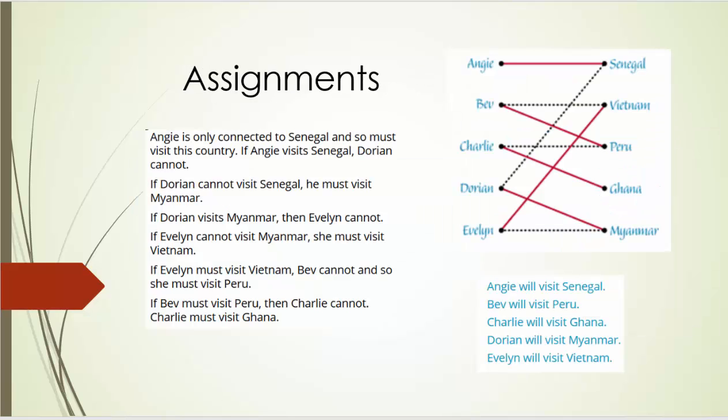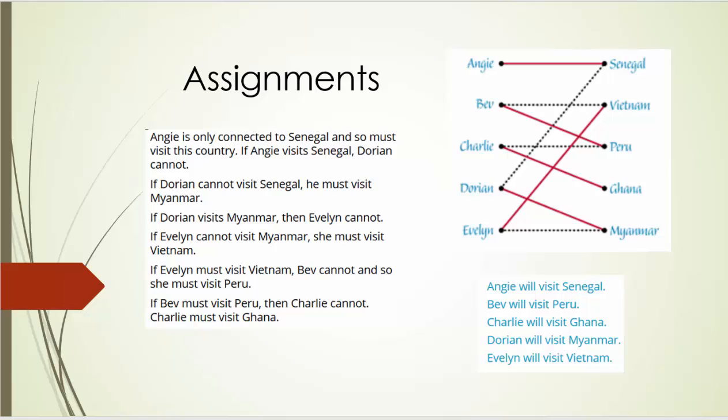Right, why are we talking about assignments here? We're talking about assigning people to jobs in countries in this case. So what we want is somebody to visit a country that they have visited before to make a film or something, make a presentation, find out some information. Now some people have to go to a certain country because they've only been to one. So Angie is only connected to Senegal, so must visit this country, which then has implications because if Angie visits Senegal, then Dorian will have to go somewhere else. That's the black dotted line is his visit to Senegal. It's not going to count.